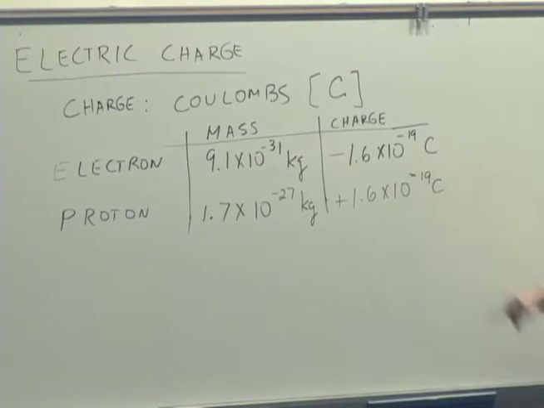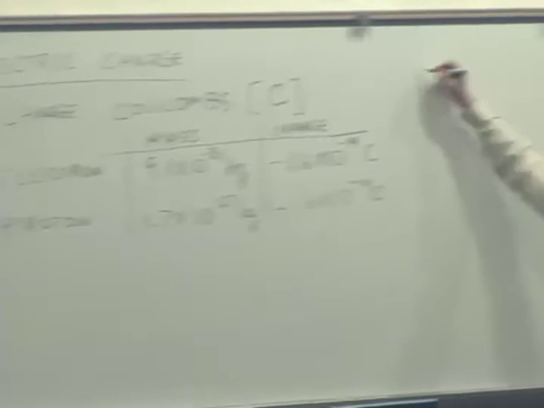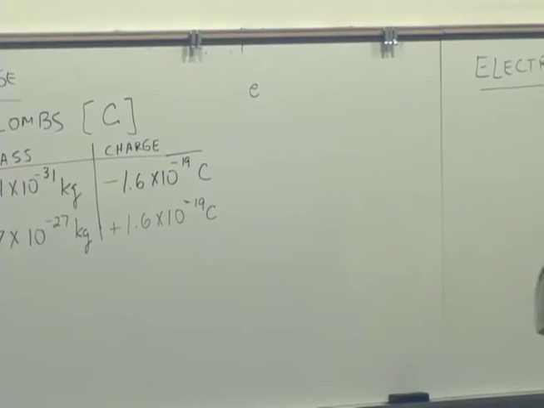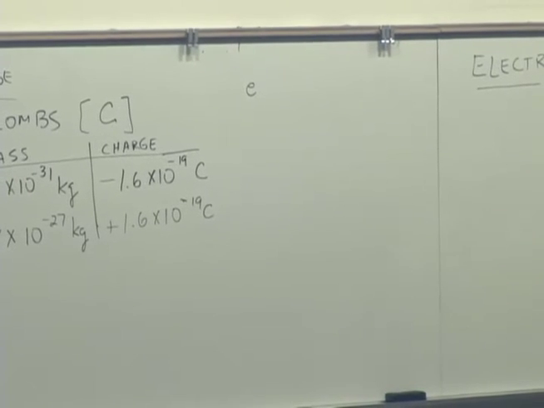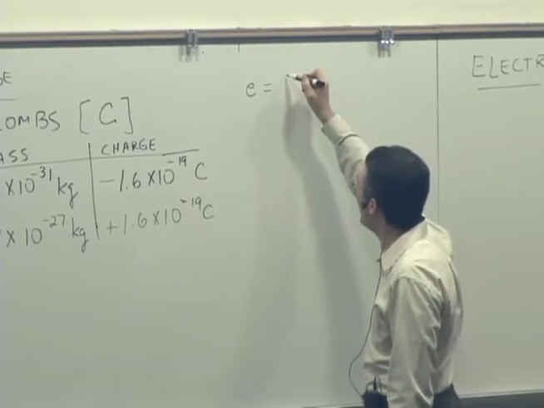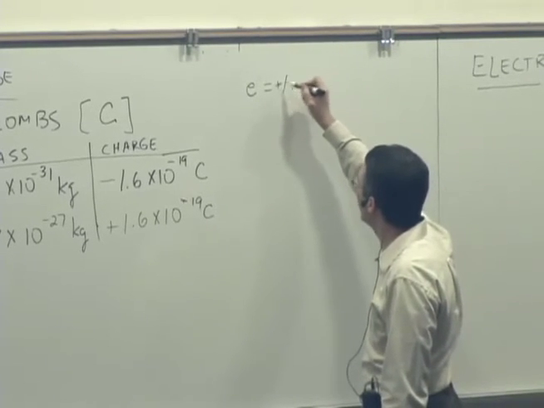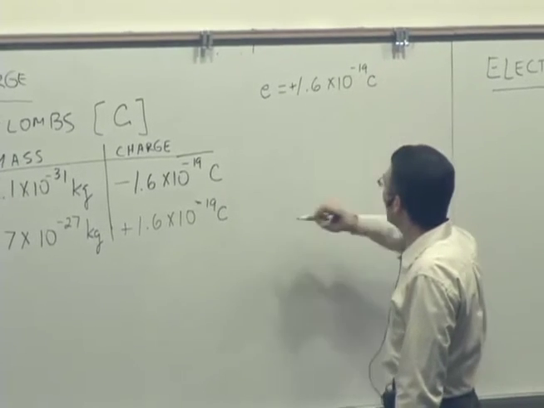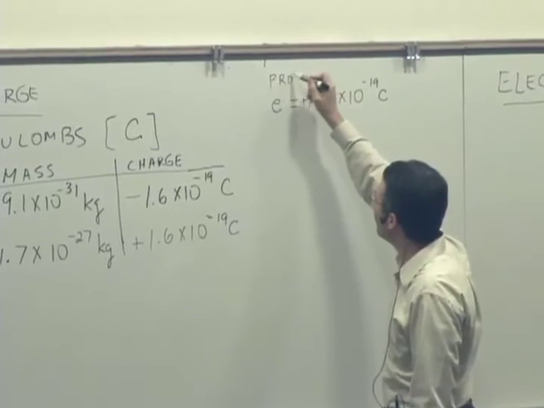And this size of a charge comes up so often that we actually give it a special name, little e, which is a little unfortunate because little e is used for so much, but we'll often use it to indicate the charge of a proton. So little e is a constant equal to positive 1.6 times 10 to the minus 19 coulombs. So this is the proton charge.